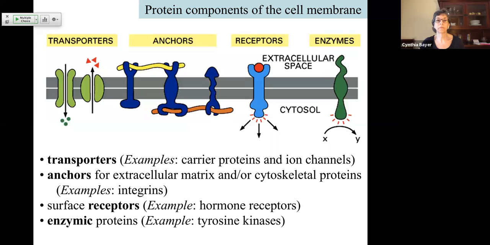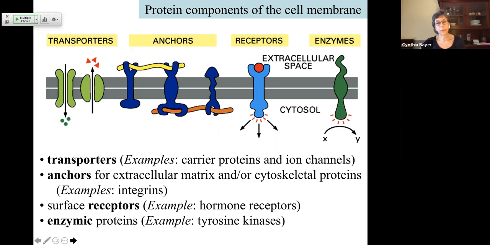So receiving information outside the cell, relaying that information that is going to affect the behavior of the biochemistry inside the cell. And some of these transmembrane proteins have catalytic activity. For example, a tyrosine kinase present in the membrane can catalyze a specific chemical reaction, such as transferring a phosphate group in the case of a kinase. And again, we'll see examples of all of those later.